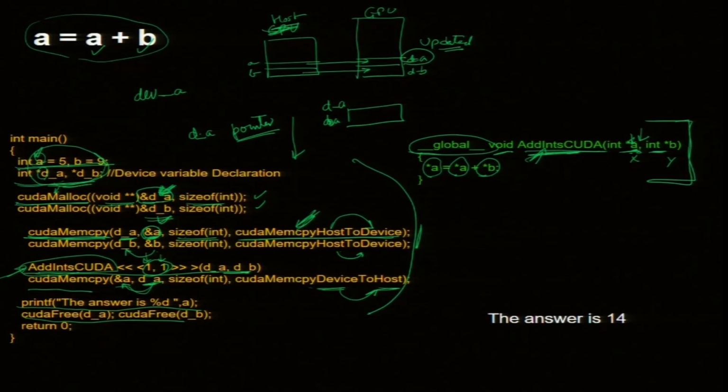GPU is only one function. When I am copying it, of course, GPU is active and something is copied, but GPU is the master when this function is being computed. Okay.